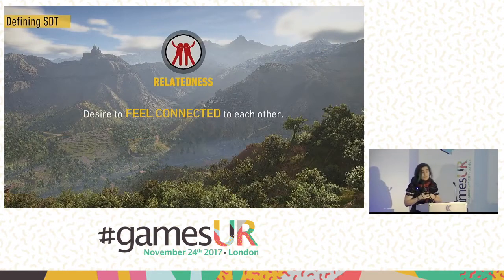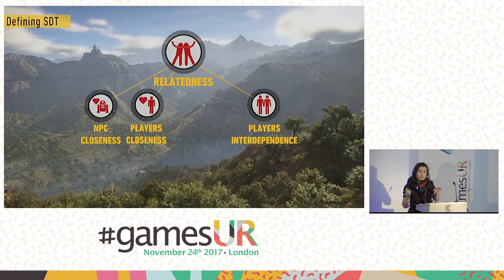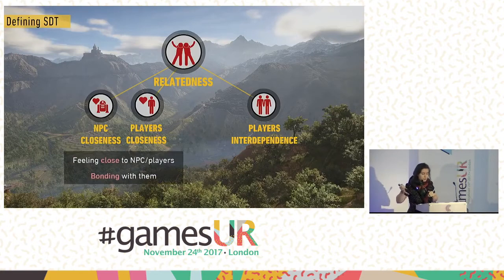So, to start with relatedness, we can summarize it as the desire to feel connected to each other. And going back to the research team I talked about a bit earlier, we wanted to create a model which was easier to conceptualize for us. So we split this part in two parts. It's three, but actually it's two, which were closeness and interdependence. We just split them for a reason I will explore later.